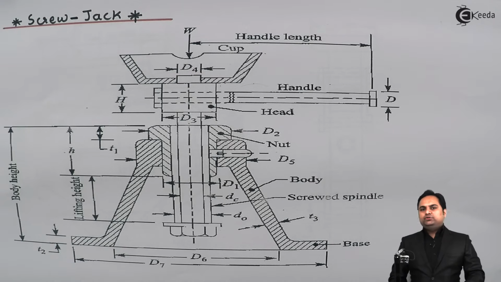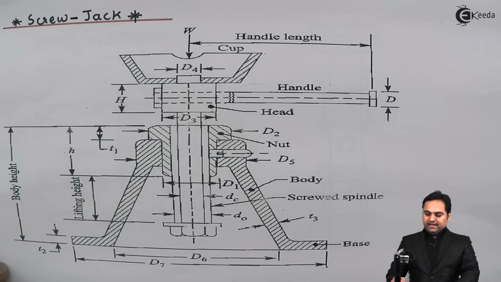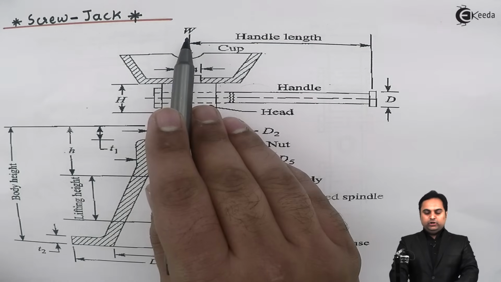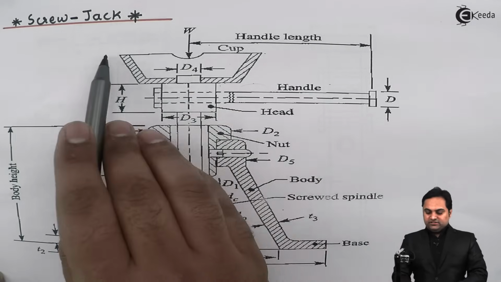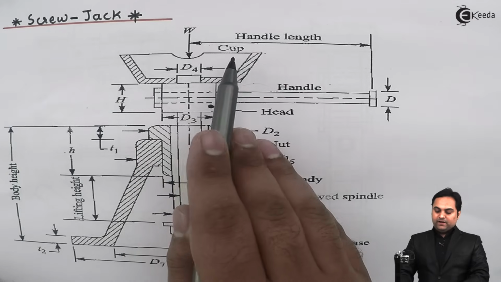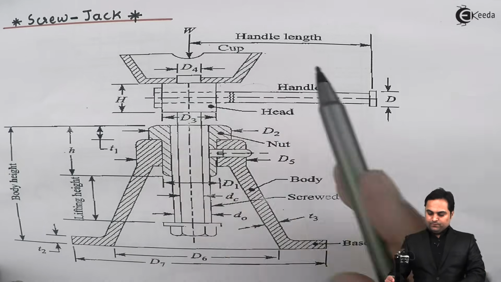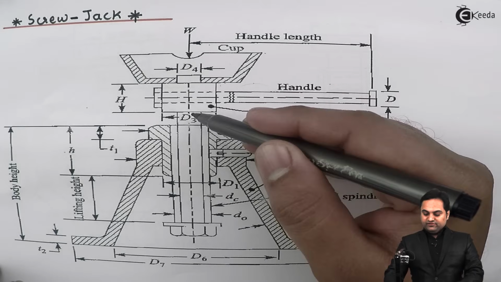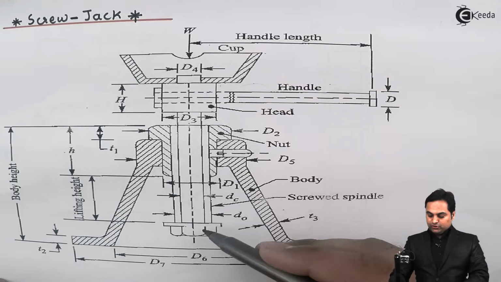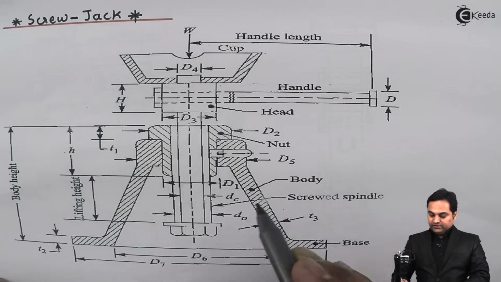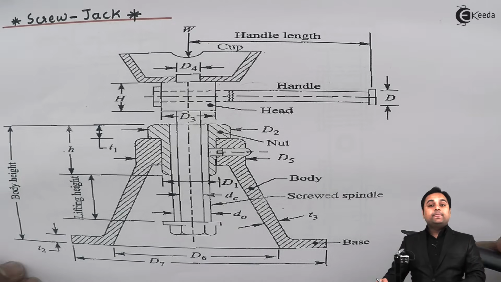Basically, when I talk about a screw jack, it is used to lift vehicles. Now here, as we can see in the diagram, W indicates the load which is kept on this screw jack, and the part where this load is kept is called the cup. Then we have the most important part of the screw jack, which is called the screw spindle, which is here. The screw spindle is in between.